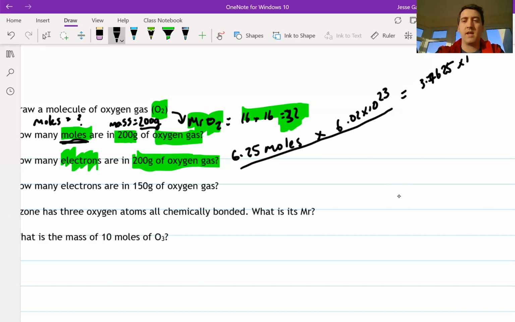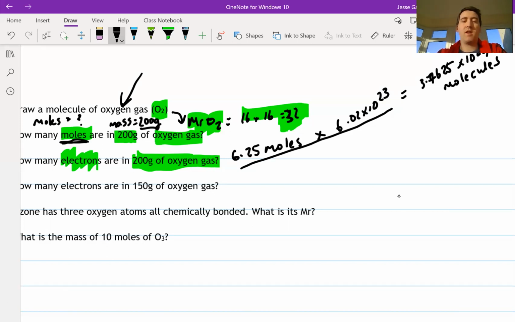3.7625 by 10 to the 24 molecules of oxygen gas. Now remember, a molecule is 2 atoms of oxygen, O and O, O bonded to O. You drew it up here in question 1. So how many electrons are in that molecule? What you need to do is figure out how many electrons are in an atom of oxygen, and then remember there's 2 atoms of oxygen in a molecule.